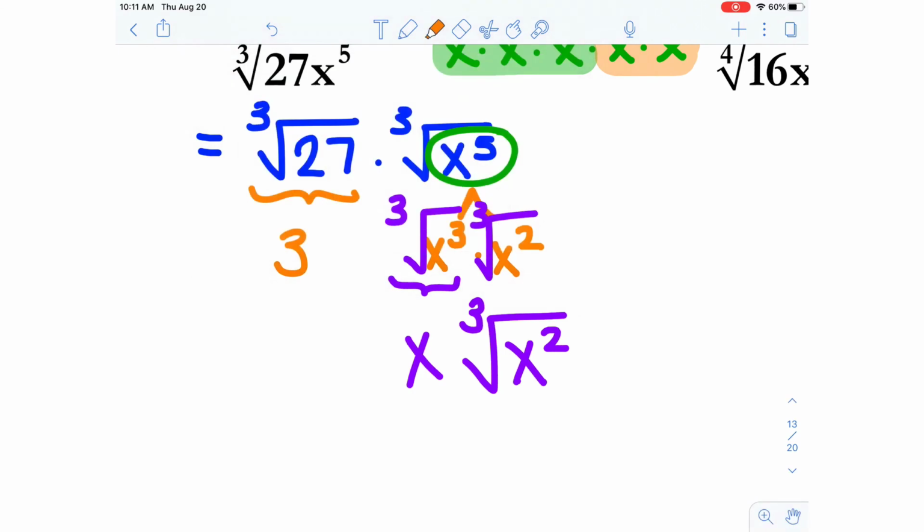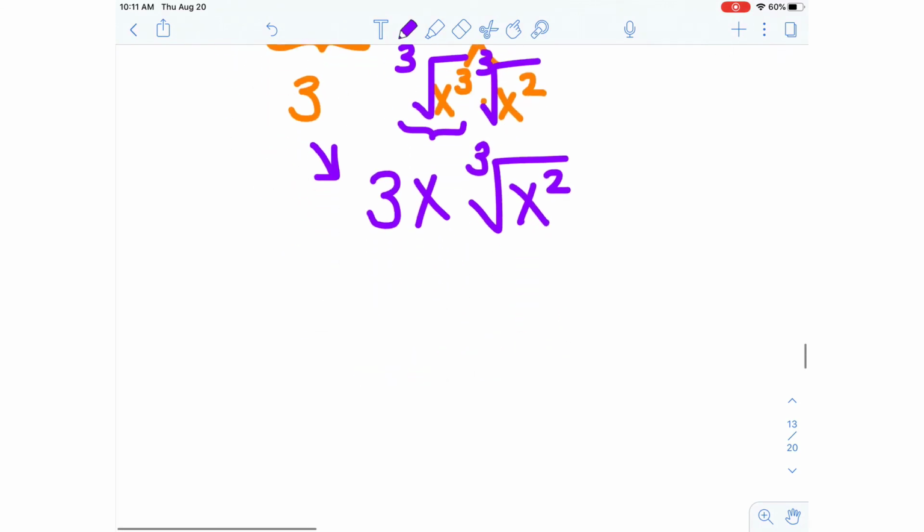There has to be at least 3 x's in that radical for me to reduce it further. Okay, and the reason why the number is 3 is because that's the index. If the index was 4, I would need at least 4 x's in order to reduce it further. So since there's only 2 x's under the radical, that can no longer be simplified. I'm going to drop this 3 down. So my final answer is 3x cube root of x squared.